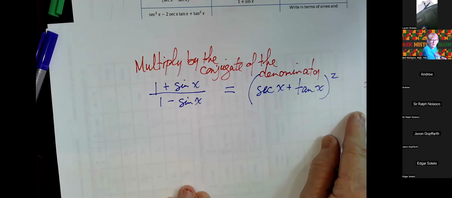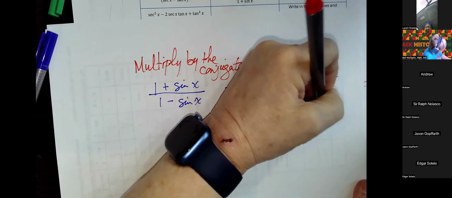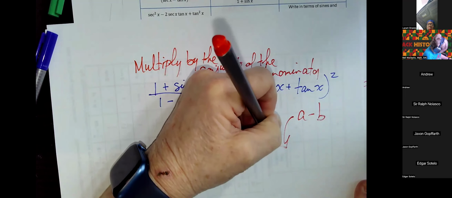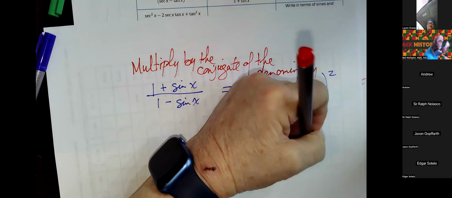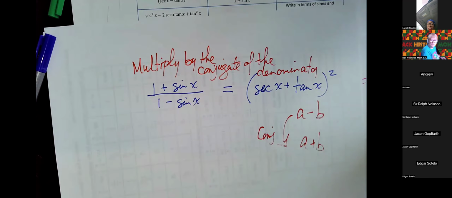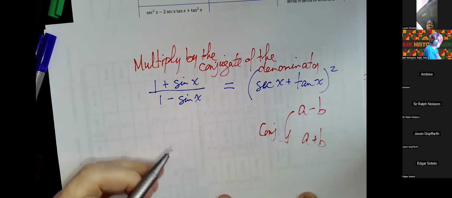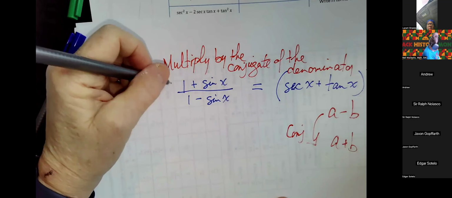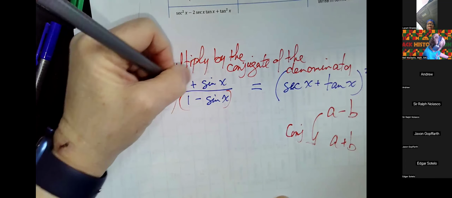What does conjugate mean again? If I have a minus b, what is the conjugate of a minus b? A plus b. Very good. So what is the conjugate of 1 minus sine x? 1 plus sine x. Beautiful.